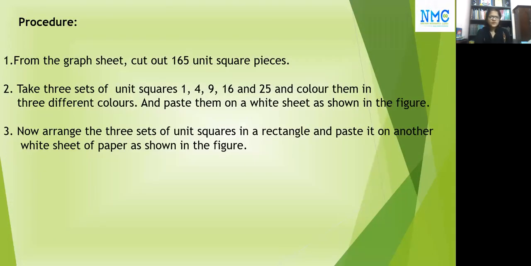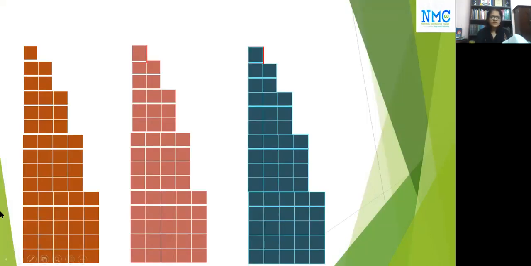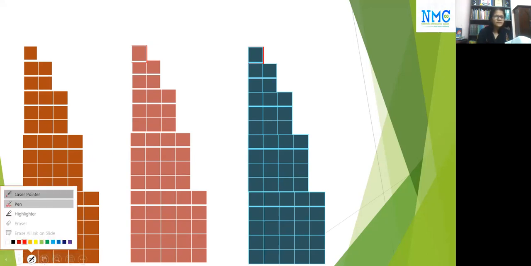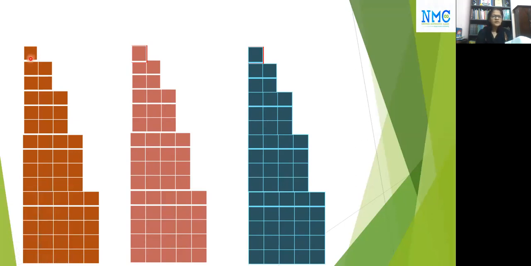So what is the procedure? First of all, take the graph sheet and from the graph sheet, cut 165 unit square pieces. Let me show you what unit square pieces means. We cut like this, and this is 1 unit square. So this is one piece of unit square, cut from the graph.